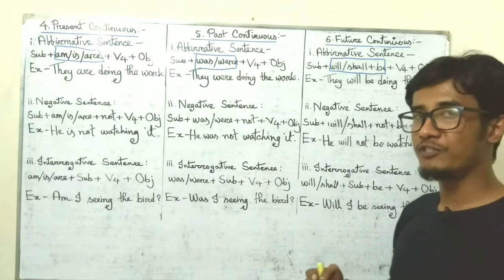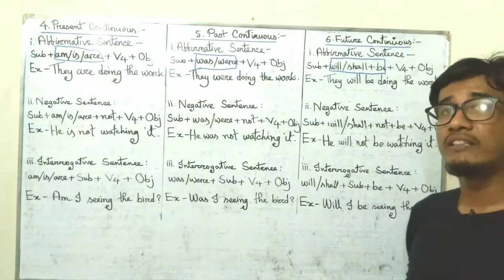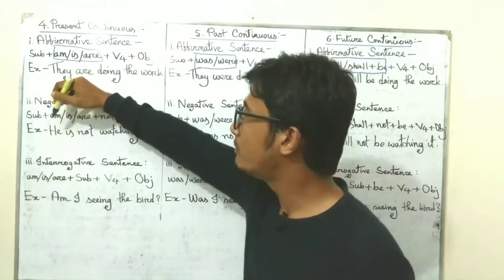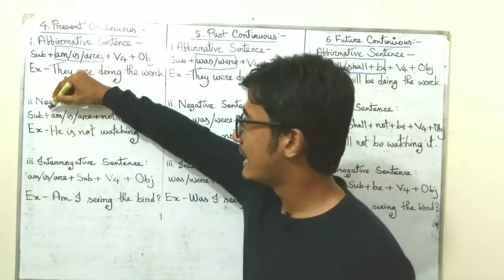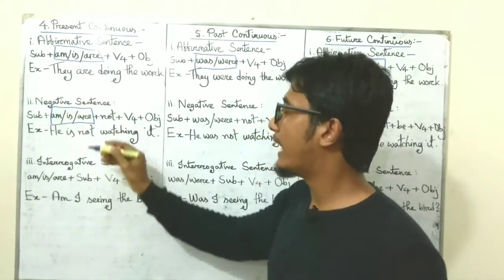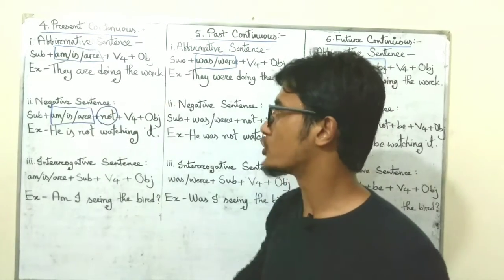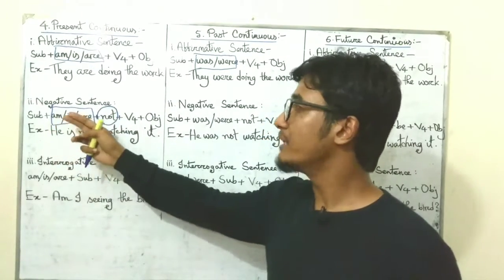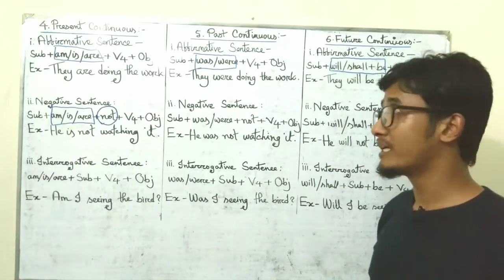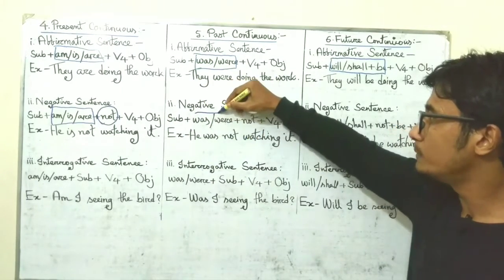I hope that you have observed carefully the structures and the sentences. So let's see where the differences lie. In negative sentence, the auxiliary verb similar to affirmative sentence am, or, is, or, are, and as it is a negative sentence, a negative word, not. Immediately after am, is, are, not. In negative sentence of past continuous similar to affirmative sentence was or were.